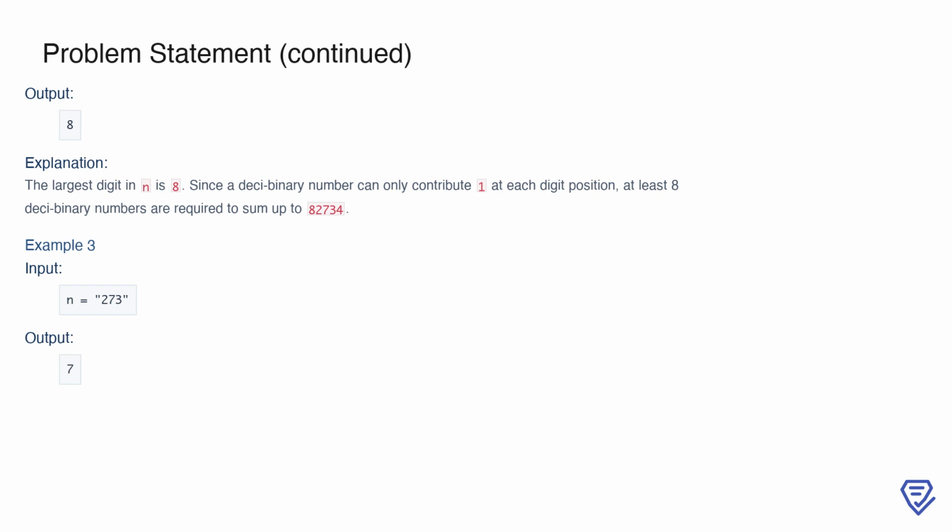In this case, the largest digit in the number is 8, which means we need at least 8 Deci-Binary numbers to form the value 82734. This is because each Deci-Binary number can only contribute a maximum of 1 to each digit position. For example, if the largest digit in n is 8, then at least 8 such numbers are required to fully account for that digit. Similarly, for another input, such as n equals 273, the principle remains the same.